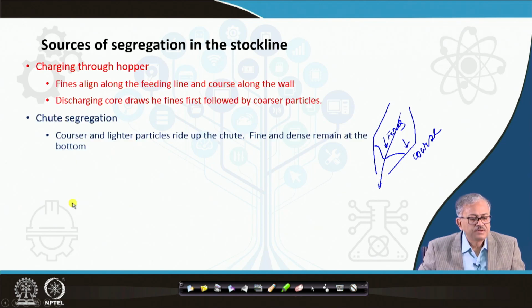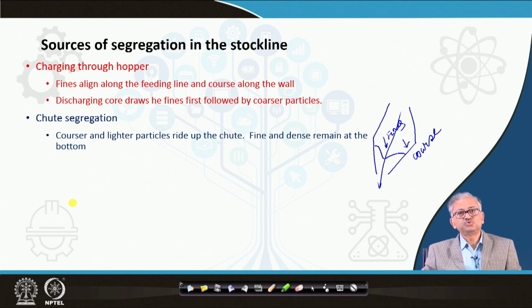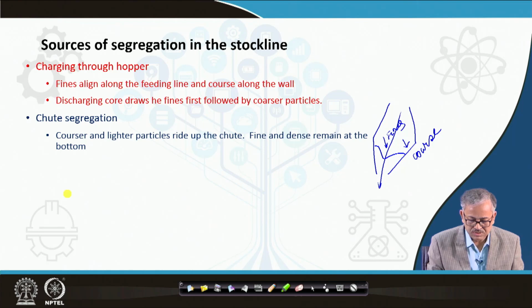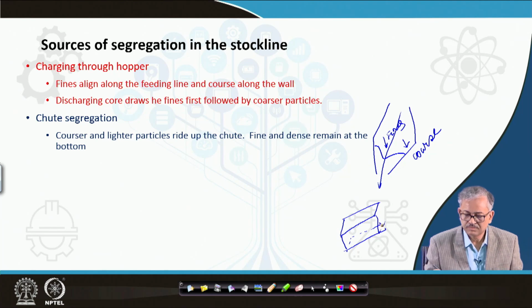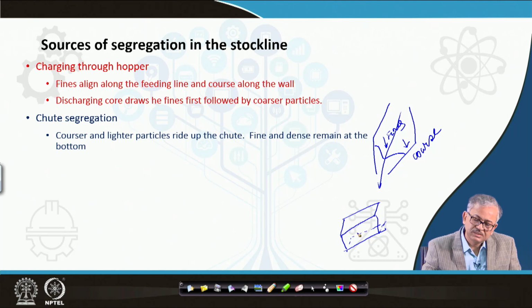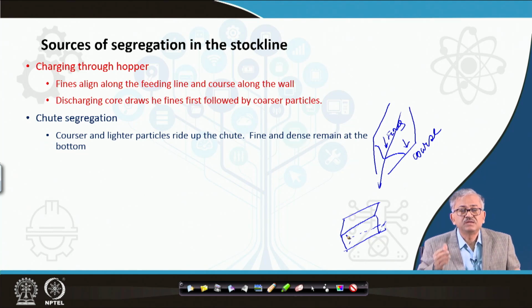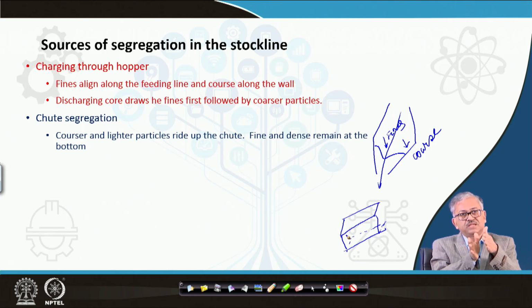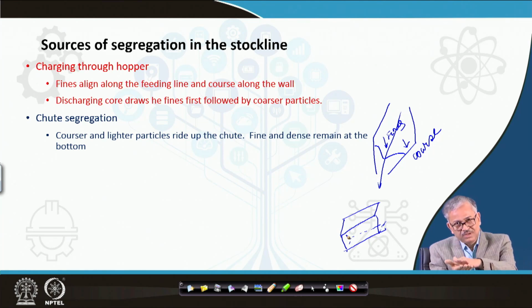Then there is a segregation called chute segregation, because when the material is falling on the chute, some kind of segregation develops. Coarse and lighter particles ride up the chute, because the chute is a cylindrical sheet. It is a rectangular channel, no? In the chute, it is a rectangular channel. So, coarse and lighter particles ride up the chute, and the fines and dense particles remain at the bottom of the chute.